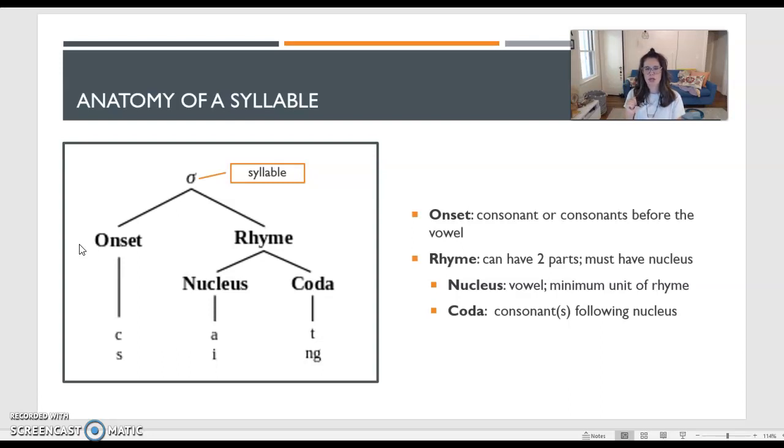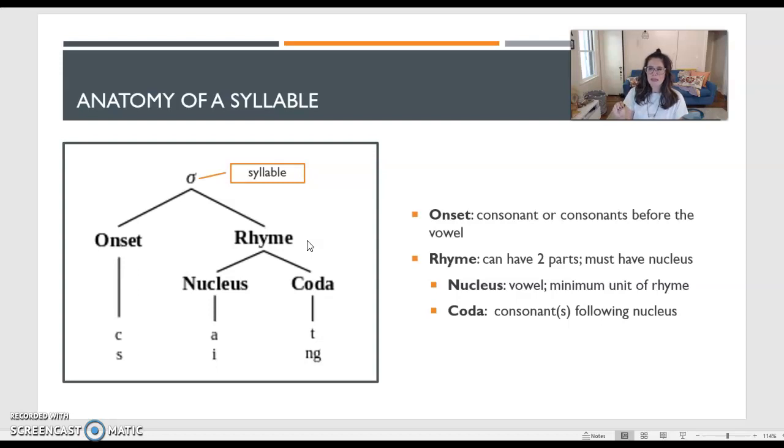Before the vowel sound. So if you look down here, you've got a couple of example words, cat and sing, okay? So in this case, before the vowel sound, you have the sound k. That's your onset, okay? It could be 1, 2, 3 consonant sounds, but it's the consonant sounds that come before the vowel sound, okay? Then the next part, you have the rhyme.